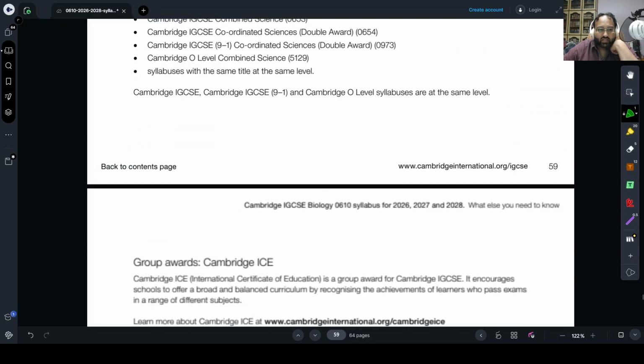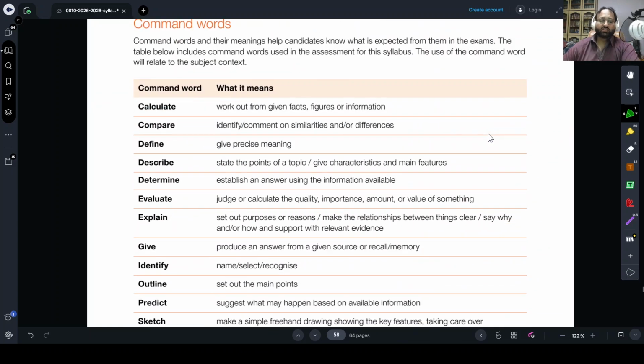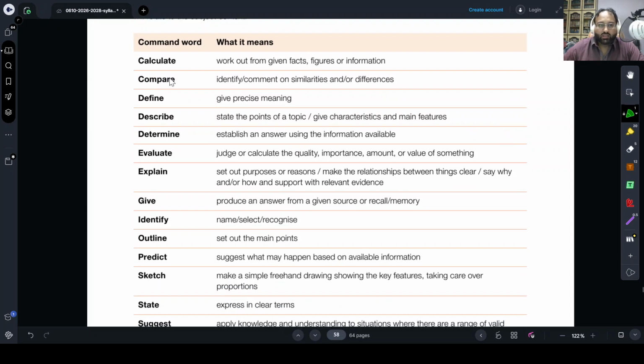I think the final thing that we need to talk about are command words. Now, obviously, these come in handy when you're doing the exam. But again, since we're going over the syllabus, might as well take a look at it. So when they're asking you to calculate something, you need to work out the figures and the information, do some workings, some math, and then give an answer. Compare: identify or comment on the similarities, or compare goes both ways, similarities and differences, whatever the case may be.